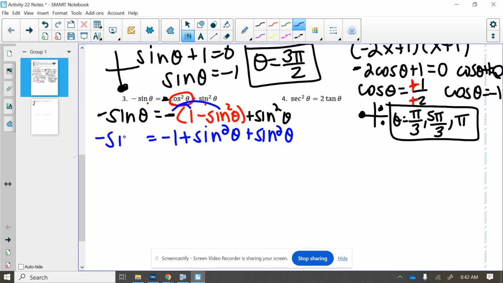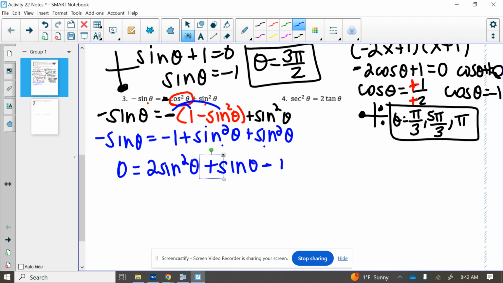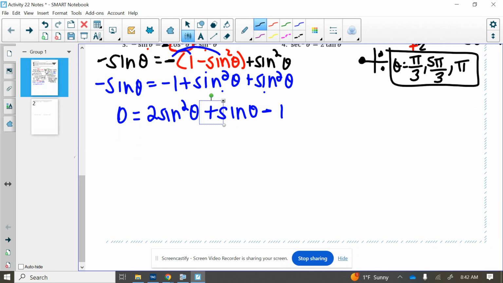And then if we bring over the sine from the other side so that this is set equal to 0, 1 plus 1, we have 2 sine squared thetas. Add that sine from the other side over minus the 1. And what we're going to notice is our factoring actually ends up being very similar to the last problem. What multiplies to be -2 but adds to be 1? In this case, that is going to be 2 and -1.